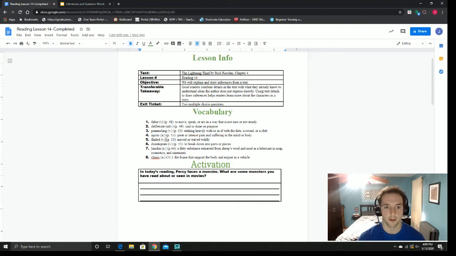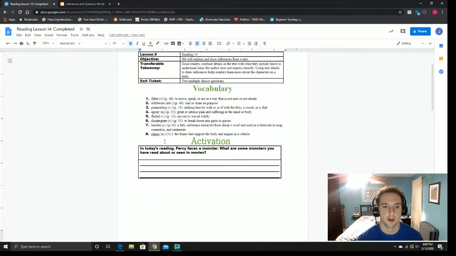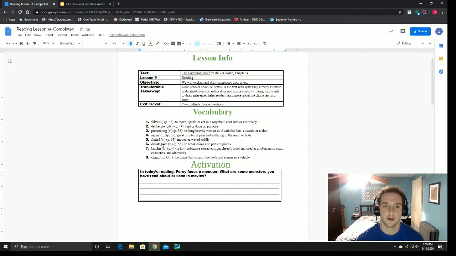Number 5, the word is flailed, which means moved or waved wildly. If you can see the camera, flailing is moving around without control. Number 6, the word is disintegrate, which means to break down into parts or pieces. If you've ever seen a piece of paper lit on fire, and it vanishes into a puff of smoke, that's what disintegrating is.